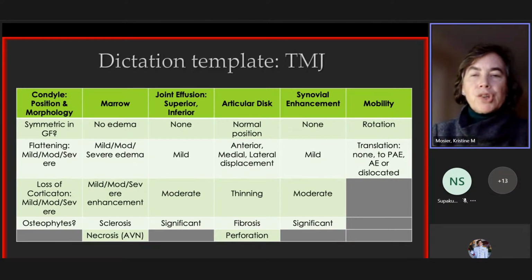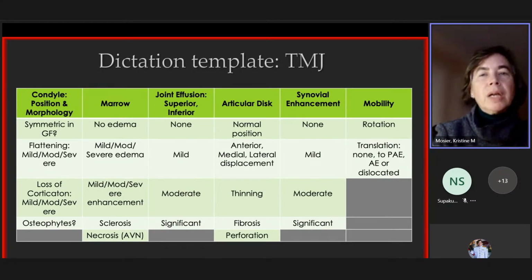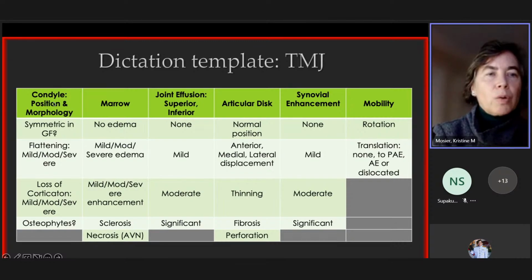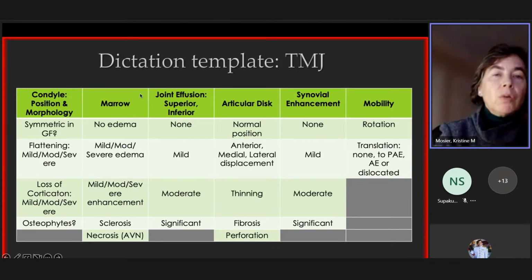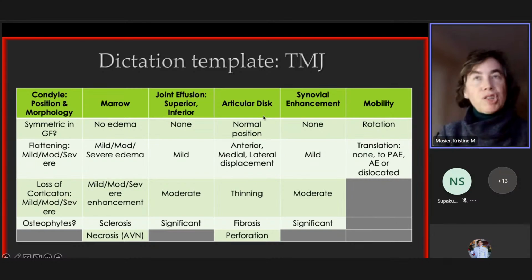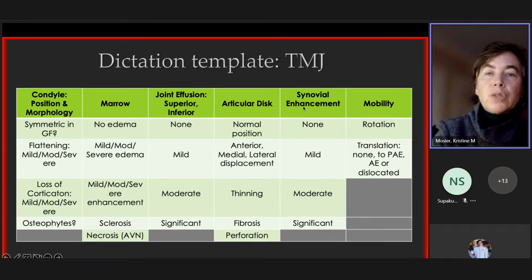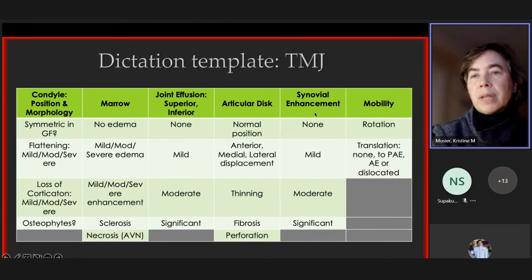Now, the way that we approach interpretation of the imaging is a specific template that we follow. So what we want to do is really assess all of these categories. We want to assess the condylar position and morphology. We need to assess the marrow. We need to look for joint effusions. And of course, we need to look at the articular disc, both its positioning and whether or not there are morphologic changes. We want to, in the presence of contrast, look for synovial enhancement, and of course, assess the mobility.